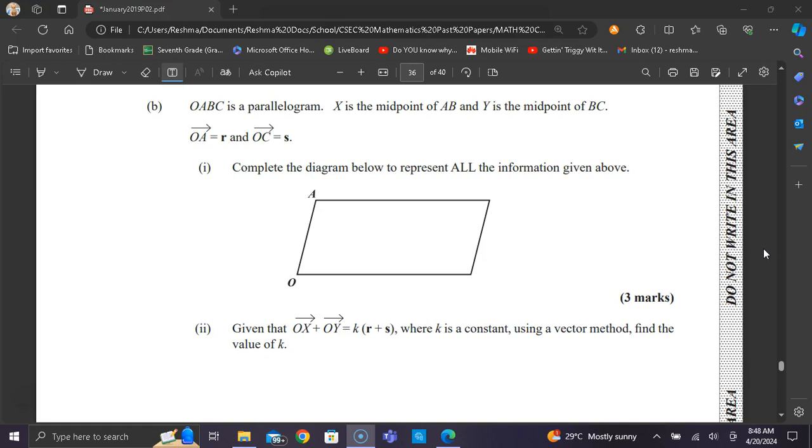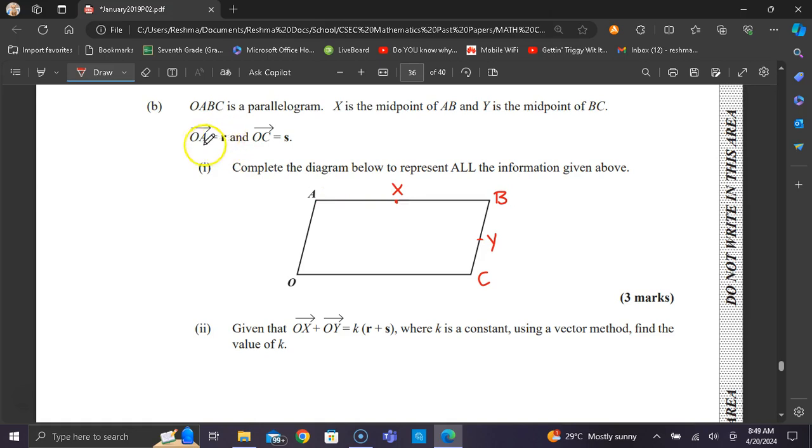So if OABC is a parallelogram, we already have points O and A. So we continue labeling the points in a clockwise direction. So after O and A, we have points B and C. Now, they told us that X is the midpoint of AB. So if this is AB here, the midpoint will be halfway. So let's put in point X approximately here. And Y is the midpoint of BC. So Y will be approximately here.